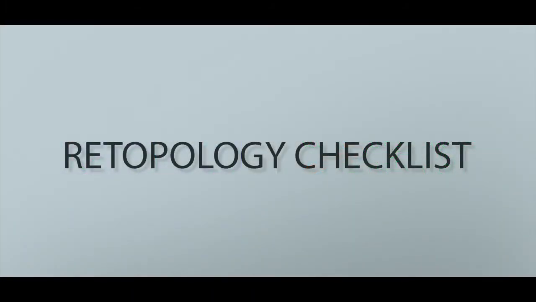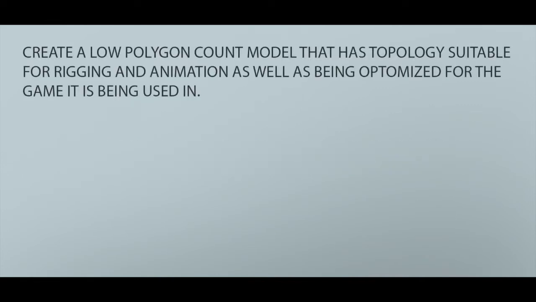So, things that you need to think about when you are retopologizing. There's three things I like to think about. The first one is create a low polygon count model that has topology suitable for rigging and animation, as well as being optimized for the game it is being used in. So when you make a model, games can push a lot of polygons, but for rigging, it has to be optimized and the poly flow in a certain kind of way.